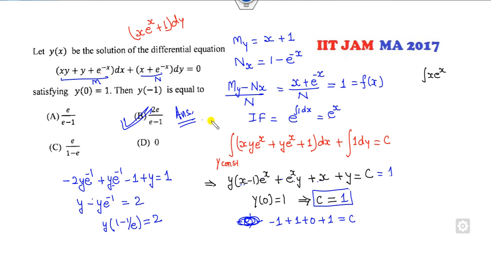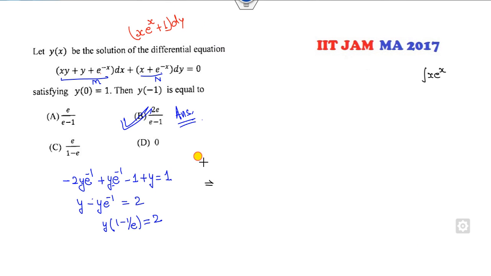You can also see there is one more method. I have used the exactness. You can also check the other method. The second method will be, I can find dy over dx from here.